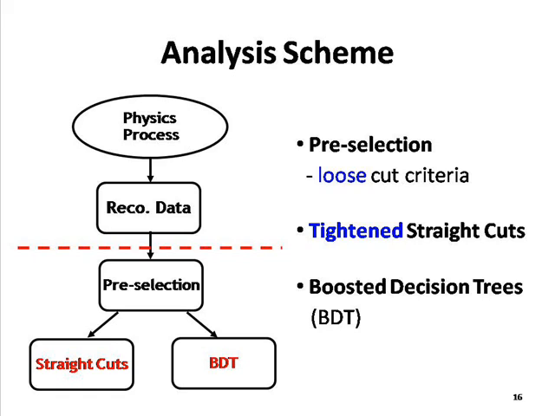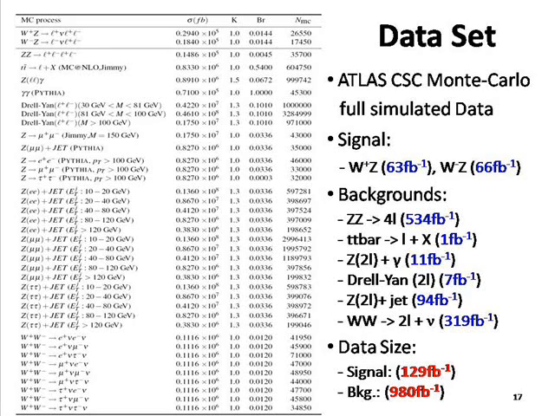The other is a relatively new method called boosted decision trees, a multivariate method. Here I list a table of the data sets we use. All these data are simulated data, not real data, and they are generated in different channels for all the backgrounds and signals.